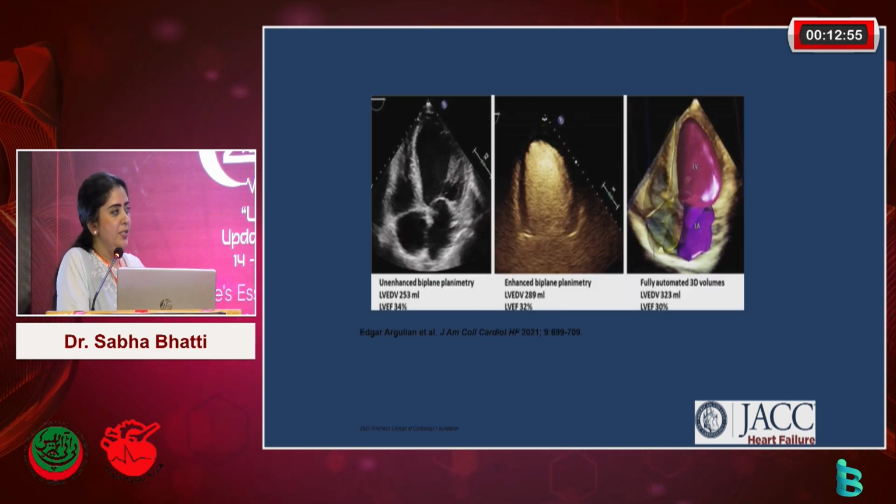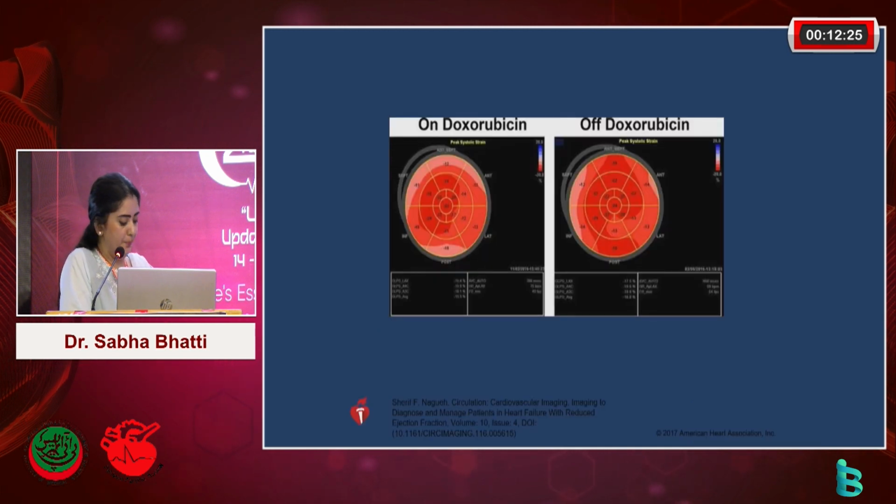So, here are some images. Here on the left panel, there's an image of an unenhanced biplane planimetry. In the middle, we have enhanced planimetry. And then on the right here, we have 3D ejection fraction. So the middle panel has enhanced, and this is with echo contrast agents that we currently do not have available in Pakistan, but that's something that we're trying to work with some vendors to see if we can get that for our patients in whom visualization of walls is difficult.